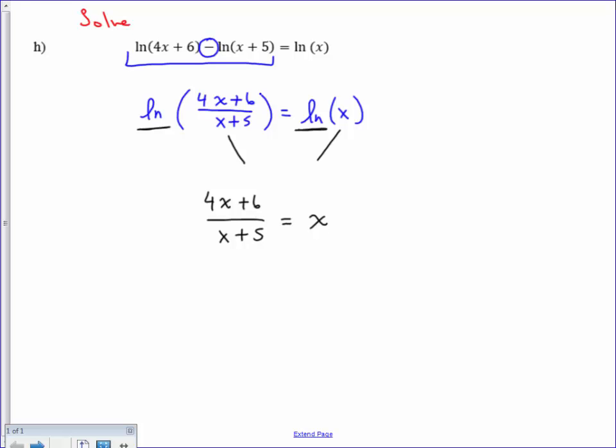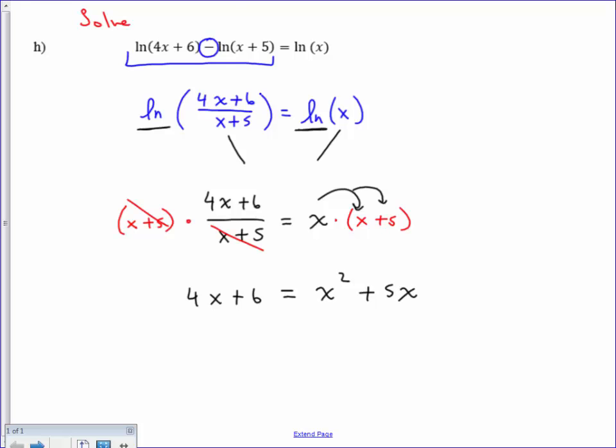Once we have this equation, notice that it's a fractional equation. So in this case, we'd need to multiply both sides by the LCD, x plus 5. Doing that on the left would cancel out the denominator, and I'd simply be left with 4x plus 6. And on the right hand side, I need to distribute my x. So we'd have x squared plus 5x.